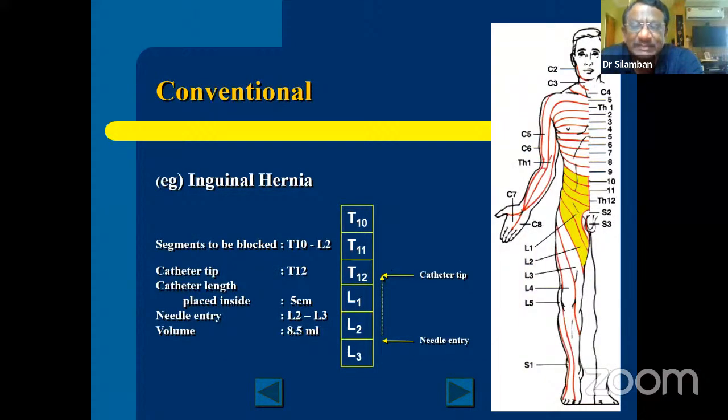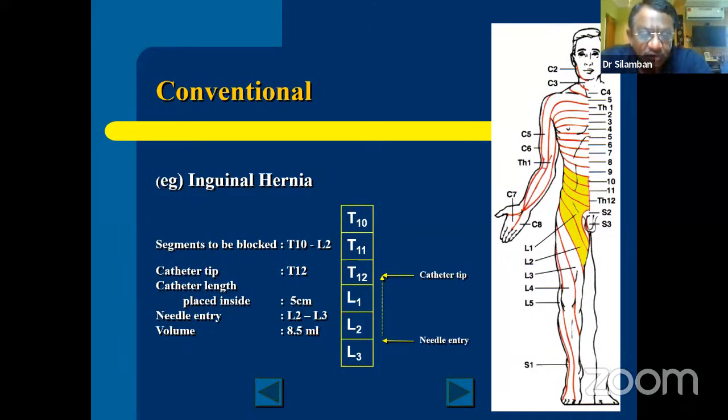Let us take a simple basic inguinal hernia, where there is not much of abdominal contents which have come out. The segments to be blocked according to the innervation, as shown by the yellow coloring and also by the side diagram here, is T10 to L2. So first we have decided what is the area of anesthesia we are going to give. The upper level is T10, the lower level is L2. So where do you place the catheter tip? Like I said, the catheter tip is going to be placed at the center of the segments to be blocked. That is at T12.